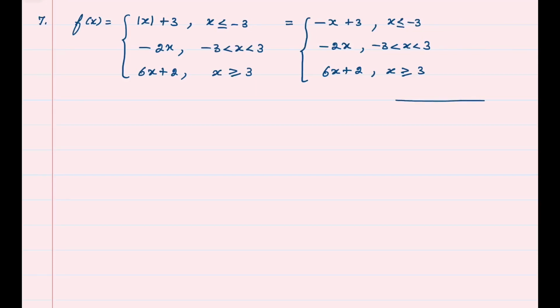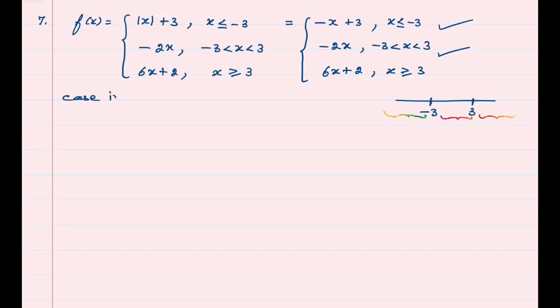We have to check the continuity at all real values. The definition has been split at minus 3 and at 3. So, we will first check the continuity at minus 3 and at 3, and then we will check the continuity for all real values which are less than minus 3, and for all real values between minus 3 and 3, and for all real values which are more than 3.